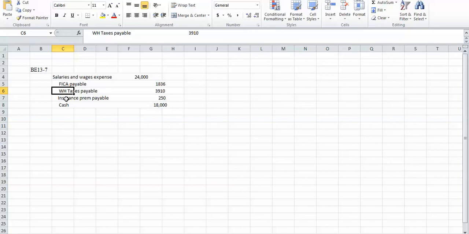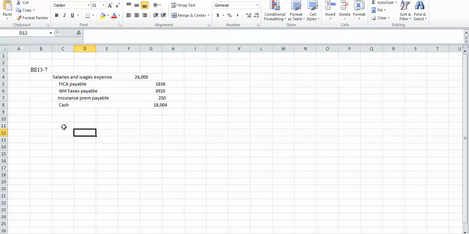Then the insurance premium is what the employee pays on their behalf. They're part of the insurance. And then the net amount is going to be the $18,000. And that should be $18,004. So let me fix that so that you always got to have those debits equal to credits, right? So now that we have that, that's the journal entry that you do.